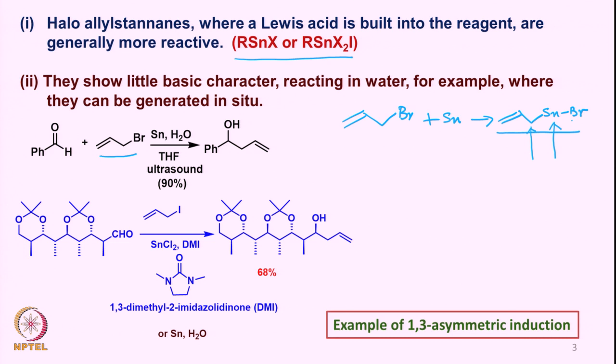So molecules of this type, or we can also prepare something of this type, RSnX2I, which can be prepared from, say, RI and SnX2. So if we take a tin halide and react it with the corresponding allyl iodide, we can get a reagent of this type where there will be a transfer of the R group, in the presence of this part which acts like a Lewis acid.